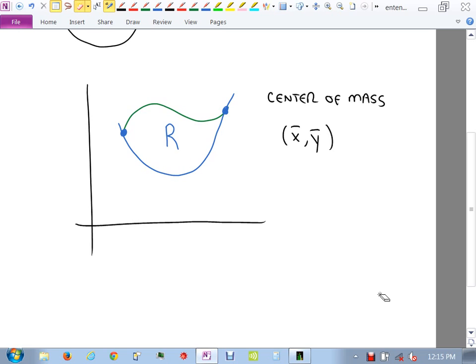No, the center of mass of an object is always constant unless the object itself changes, unless it loses mass or something. So if you cut it off, or you throw the boomerang and it breaks in half, then of course it changes. Okay? All right. So here are the formulas.